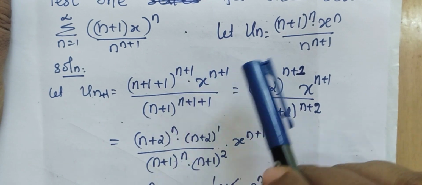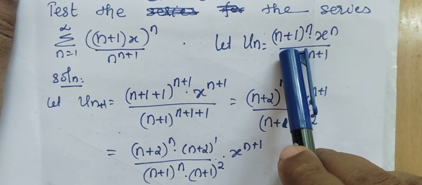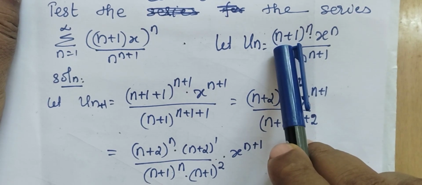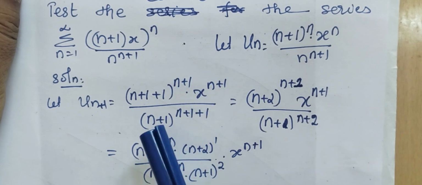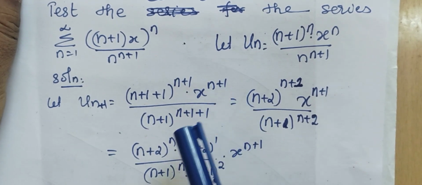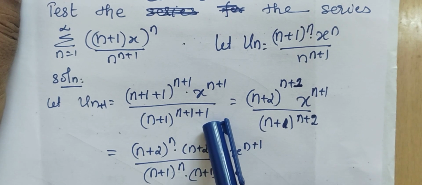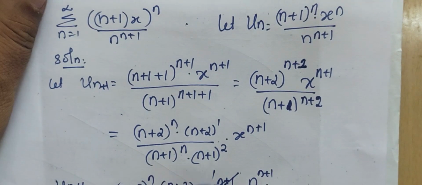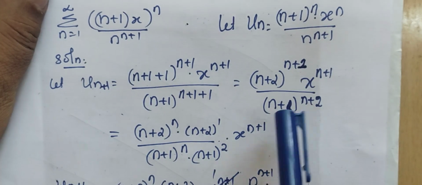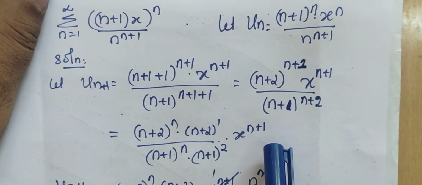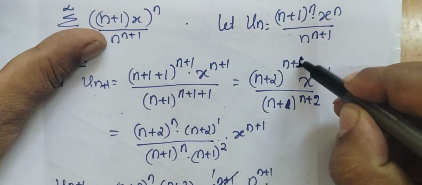Replace n by n plus 1. Each n we replace by n plus 1. So u_(n+1) is (n plus 1 plus 1)^(n+1) x^(n+1) divided by (n plus 1)^(n+1+1). So this is equal to (n plus 2)^(n+1), this is not 2, this is 1, x^(n+1) by (n plus 1)^(n+2). So this is 1 only.